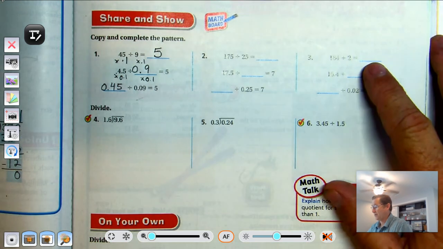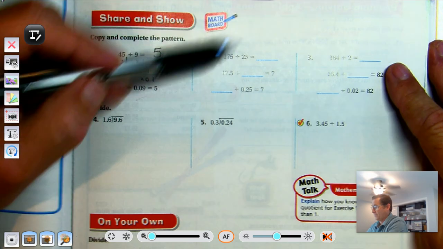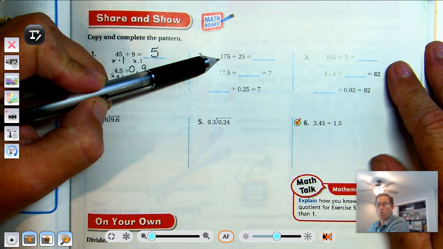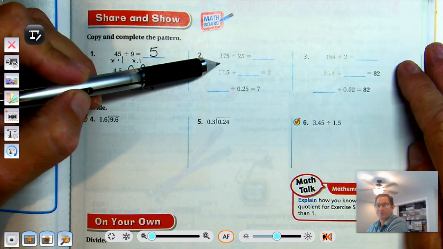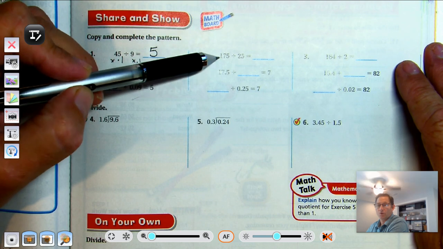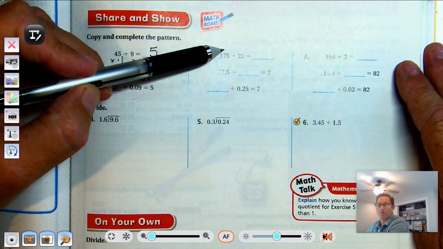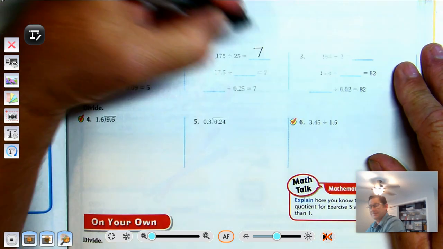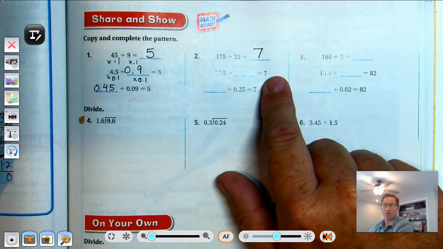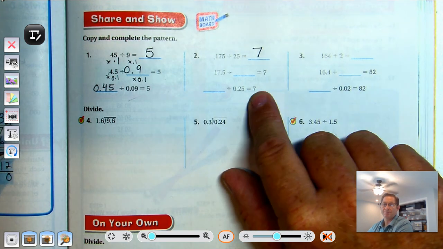All right, so number 2, 175 divided by 25. Well, I know that that's 7 quarters. There's $1.75 basically, right? Well, I know there's 4 quarters in a dollar, and in 75 cents, there's 3. So 4 plus 3, 7. So I know 175 divided by 25 is 7. They also show us that in the pattern. So all the quotients are 7.